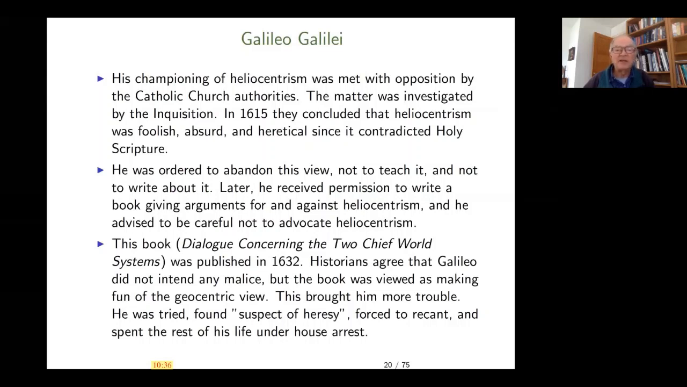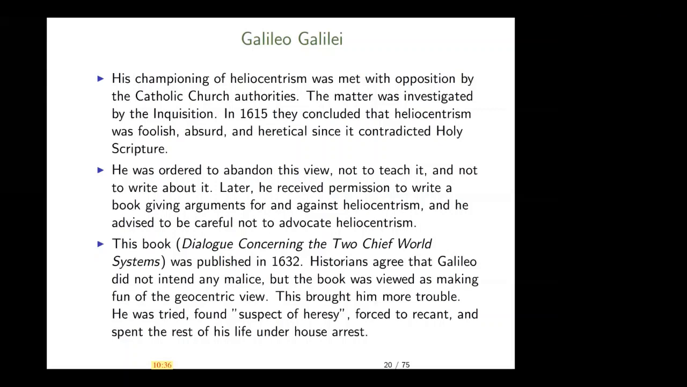So he was certain that he would be convicted of heretical views, and he was forced to abandon this view, not to teach it and not to write about it. However, later, when probably the church authorities thought that he recanted properly, he received a permission to write a book, and it was expected that he will write arguments for and against heliocentrism, concluding that heliocentrism.